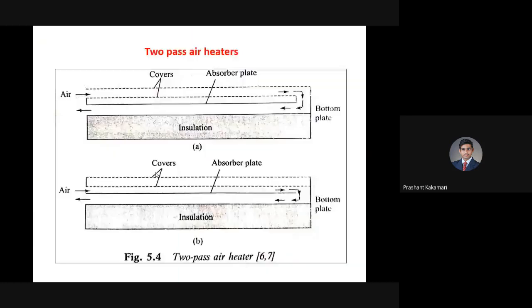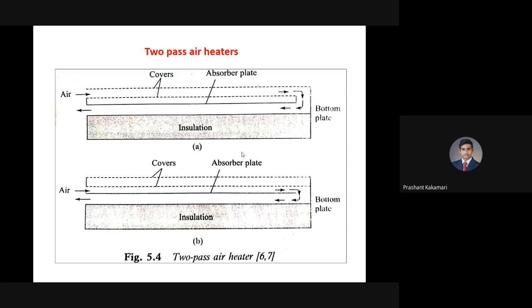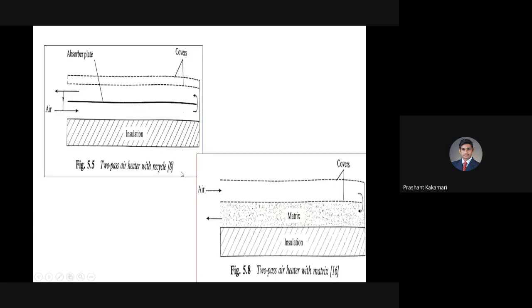Totally, we have discussed these many types of solar air heaters: without fins, with fins, absorber plates, V-shaped or corrugated surface absorber plates. Then we discussed two-pass air heaters, with various passages of air inside the absorber plate itself. Then we discussed recycling of the air channels. After heating the first cycle of air, it is mixed with the second cycle of air and recycled continuously, and only the part of the air required for the application is taken outside. That we discussed.